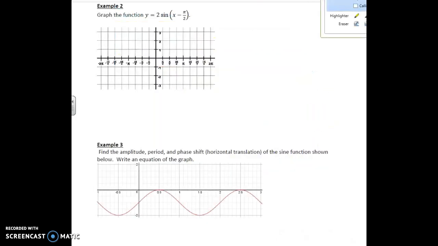For example 2, we are going to graph the function y is equal to 2 times sine of x minus pi over 2. Once again, we are comparing this to the parent function of sine of x. We have a number multiplied in front of x. This is going to cause a vertical stretch, or this is really your amplitude. So we have an amplitude equal to 2. It is the same thing as vertical stretch by 2.